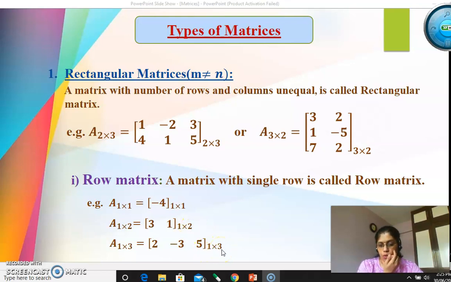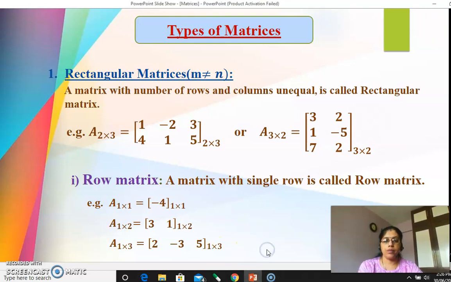At diploma level, we have to study up to 3 by 3 only. We will not study 4 by 4 or 1 by 4. We will not consider the number of rows or columns equal to 4 here. At diploma level, we will consider up to 3 only. So I have considered the examples likewise. This is the example, a 1 by 1 matrix, only 1 row and 1 column. 1 by 2, single row, 2 columns. 1 by 3, it can be 2, minus 3, 5. Single row again, but 3 columns. So all these matrices are row matrices.